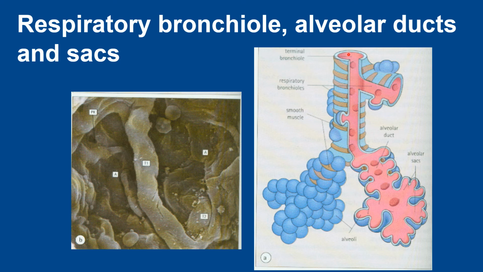It has a mucous membrane which is lined by ciliated columnar, simple columnar or cuboidal epithelium. There is no muscle, there is no gland, Clara cells are there.